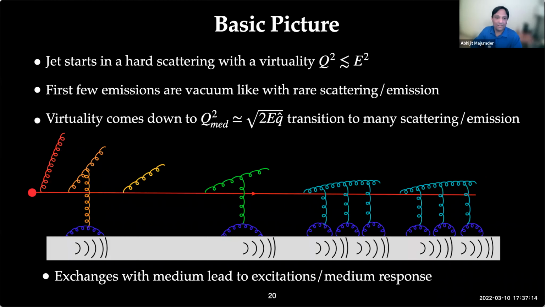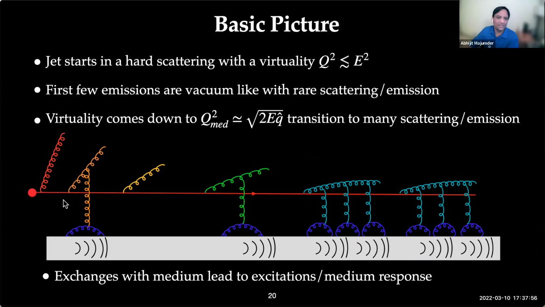And this is what the picture looks like. If any of us think that there's a hydro simulation, which is this gray blob down here, just imagine time is going from the left to the right. There's a hard interaction that produces a hard parton, and initially its scale, as Rishi pointed out, is much smaller than the scale of the hard interaction, but its virtuality is still much larger than any scale in the medium. And so in the first part, it almost behaves as if it's in vacuum and has very, very rare scattering.